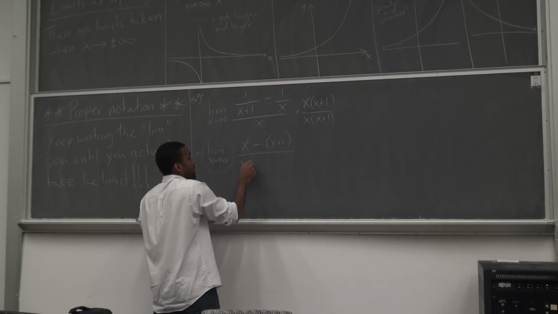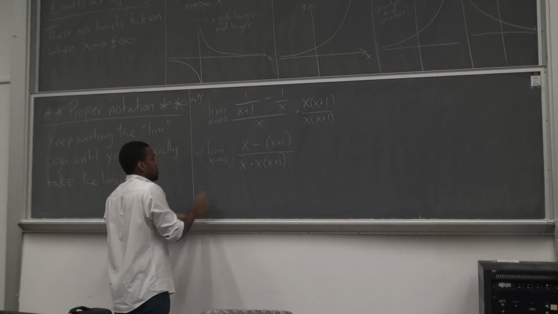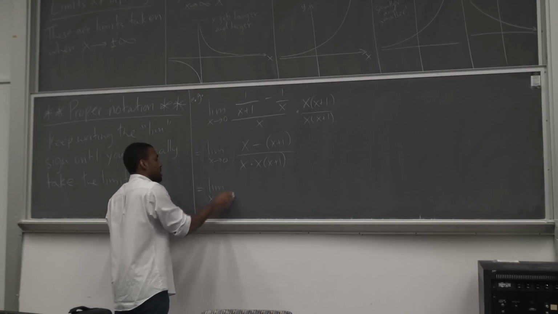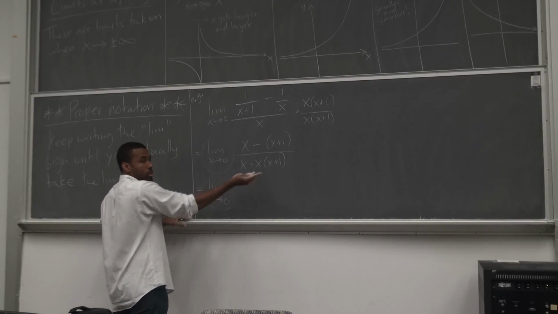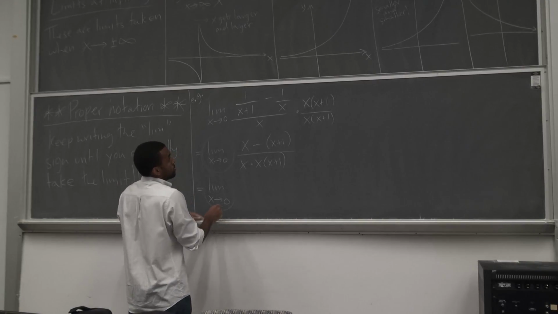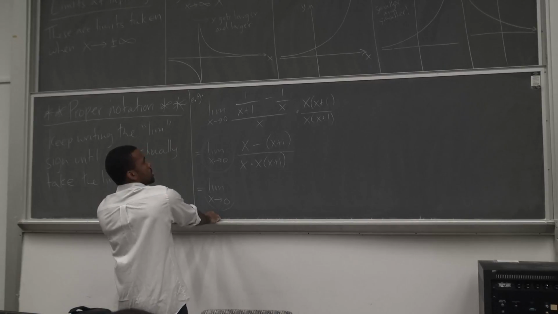Over here, x times x plus 1, equals limit as x approaches 0. Keep writing that because I'm not plugging in 0 yet. I can't plug in 0 at this point. So the top: x minus x times 1, so negative 1.